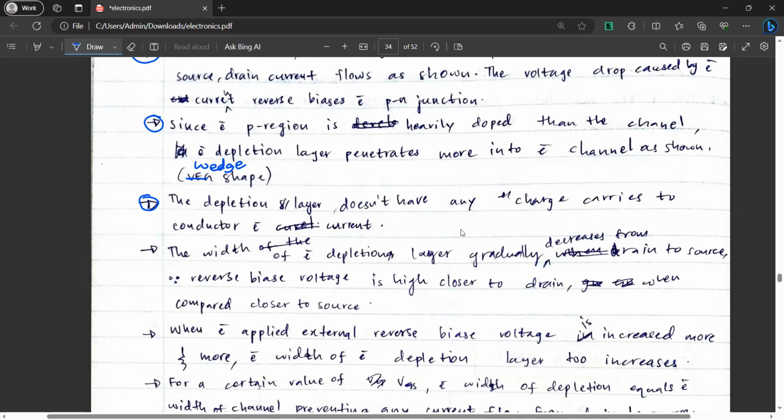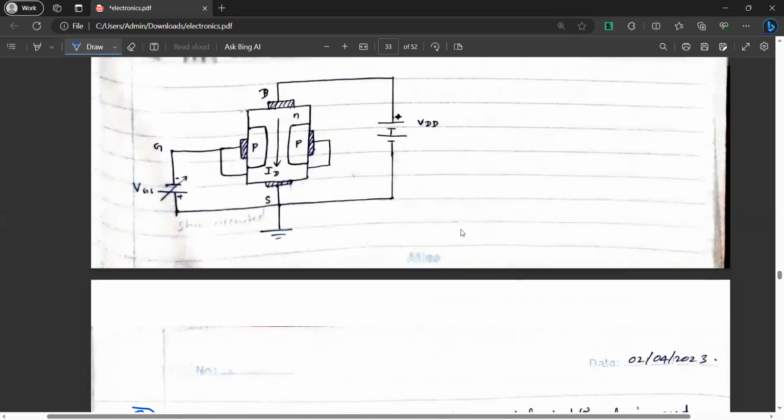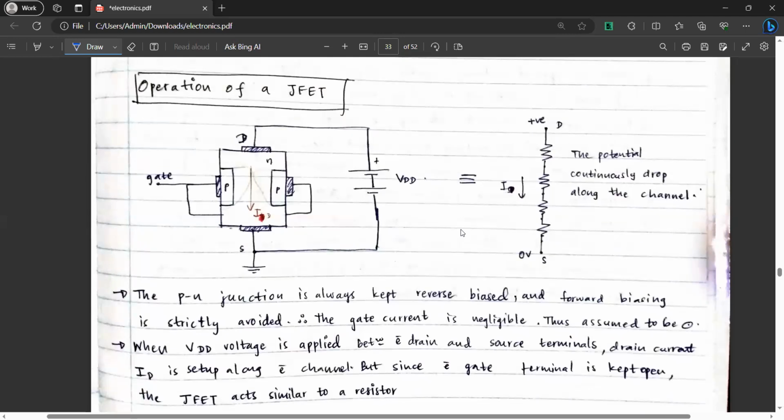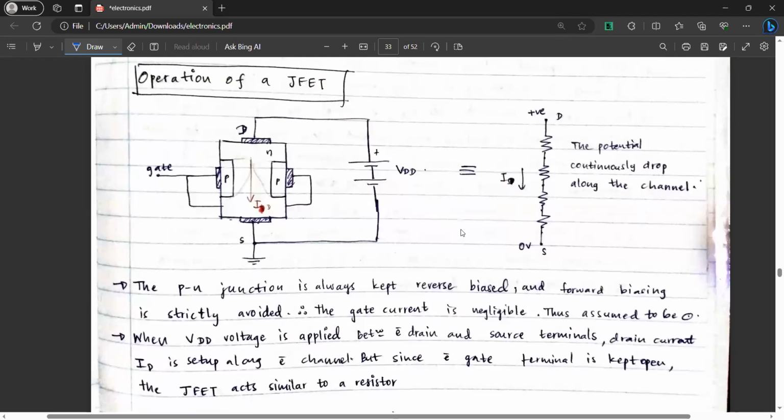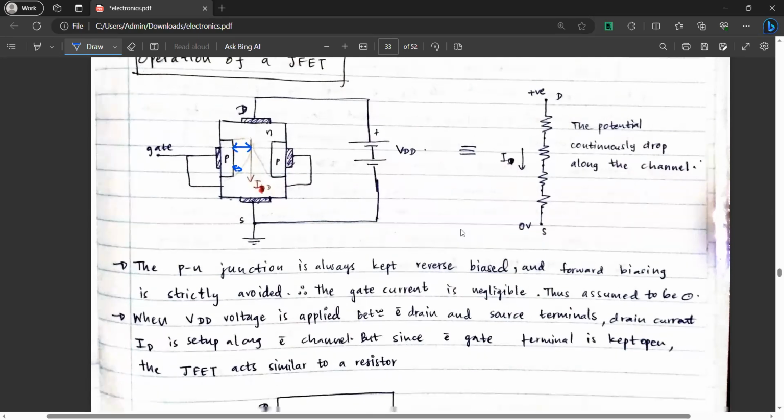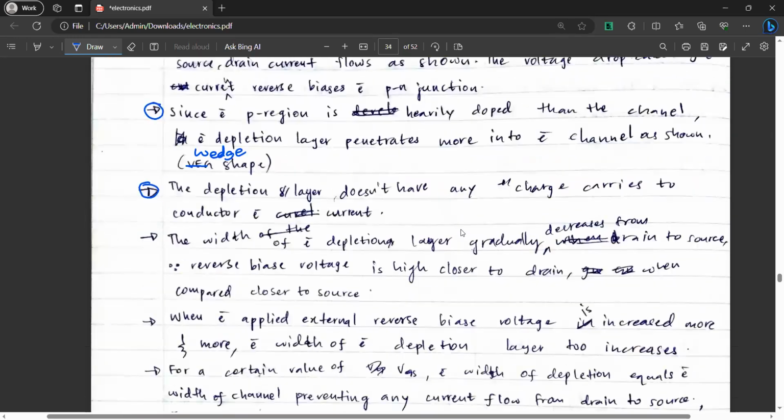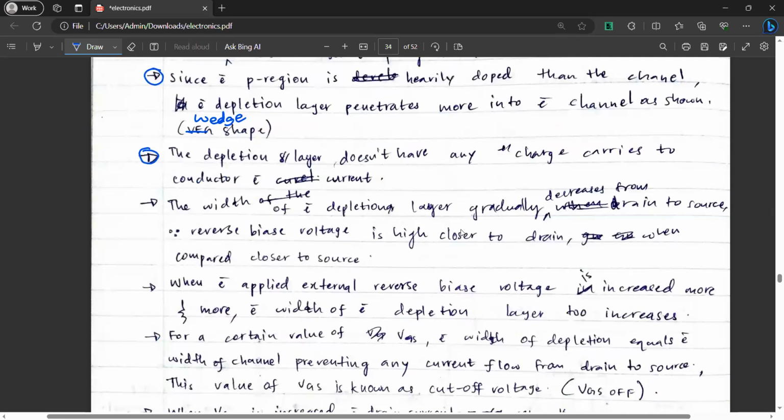The width of the depletion layer gradually decreases from drain to source. Should it be the other way? Source to drain. Oh, sorry. We are talking about the depletion layer, right? The width of the depletion layer is greater closer to the drain and smaller closer to the source. So that is what is mentioned in that point. The width of the depletion layer gradually decreases from drain to source. Therefore, reverse bias voltage is higher close to drain when compared to closer to source. We discussed this.